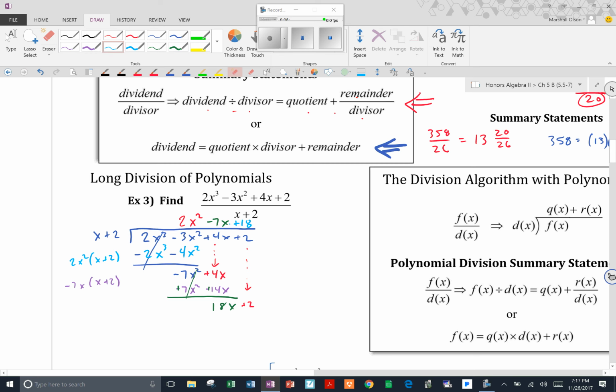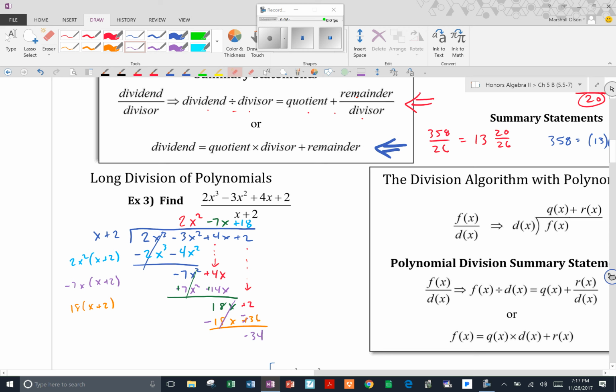Multiply 18 to the x plus 2. Run out of colors here. 18x plus 36. Now we subtract these. So I have these cancel out. 2 minus 36 is negative 34.